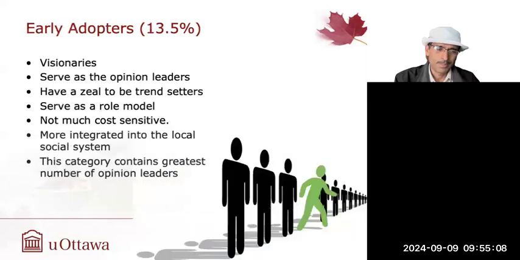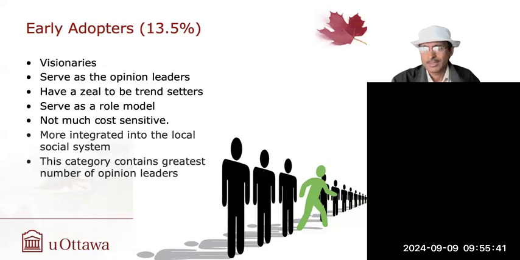The same problem, look at here. The early adopters means when there are 2.5% people already using and sharing their ideas. Okay, yeah, this product is good, really helpful. Then these early adopters jump in and start using that. So these are visionary people who serve as the opinion leaders, meaning once they use it, they communicate to the large mass, and have a zeal to be trendsetters, serve as a role model, not much cost sensitive.